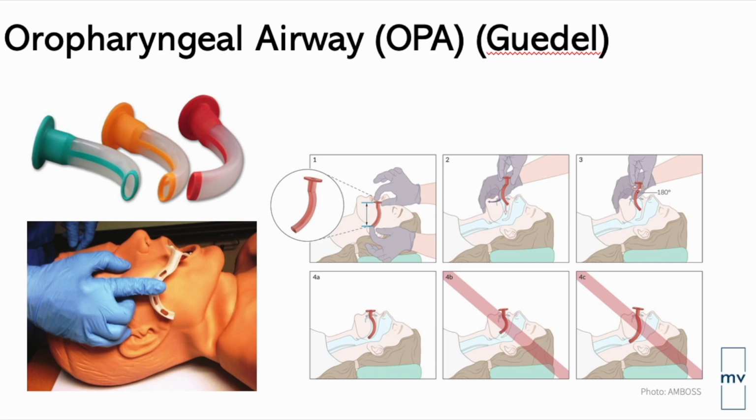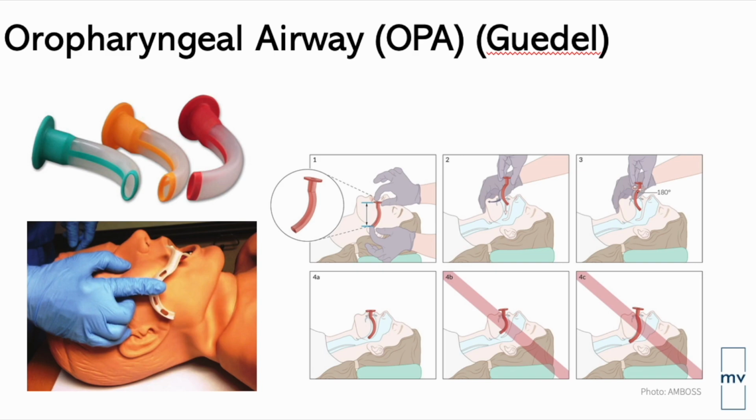Alright, so the next one that we'll talk about is our oropharyngeal airway or Guedel airway. This airway really helps to prevent the tongue from occluding the epiglottis. Like we mentioned before, with these airways we want to make sure that the patient has a GCS under 8, or at least is unconscious or sedated, otherwise it would be very uncomfortable and they'd be choking.